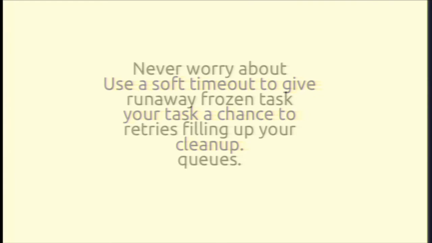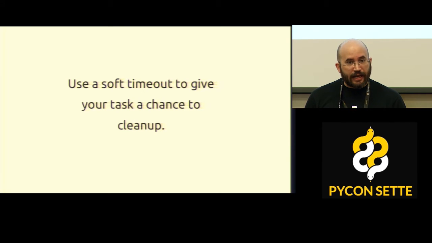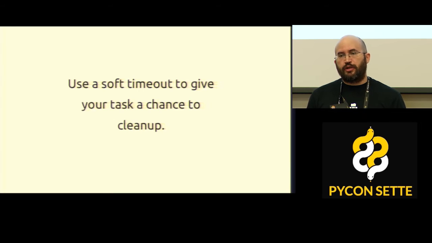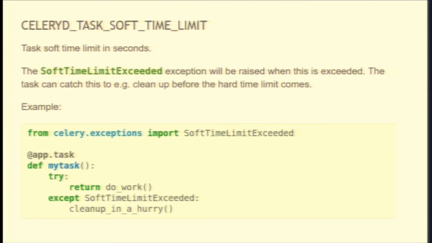You can also give soft timeouts to tasks. This is a type of timeout in which the task will get a notification from Celery telling it, your time is up, clean your stuff up, I'm going to kill you. And it will give your task time to free up some resource or a lock or something in the database. But if your task is frozen, this will not work. So use soft timeouts also in conjunction with hard timeouts. Soft is not a substitute for the other one.